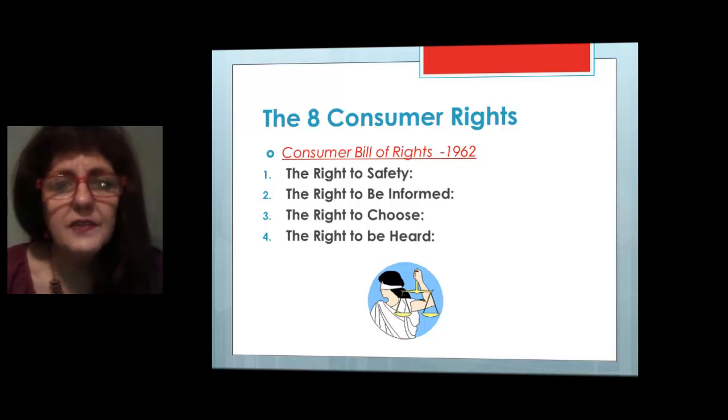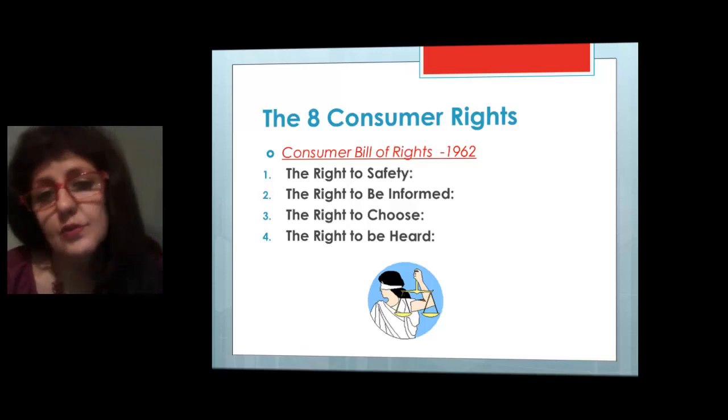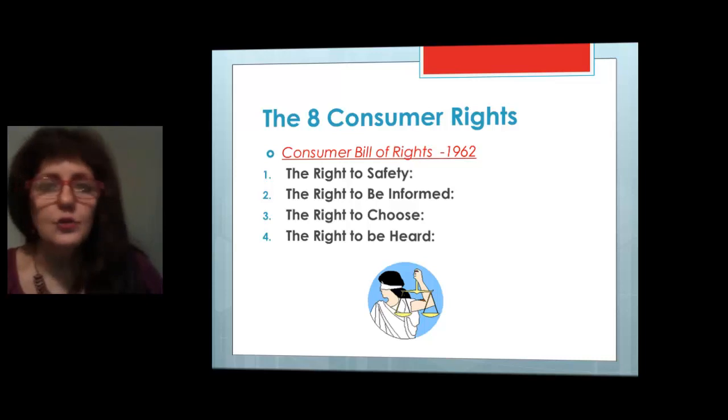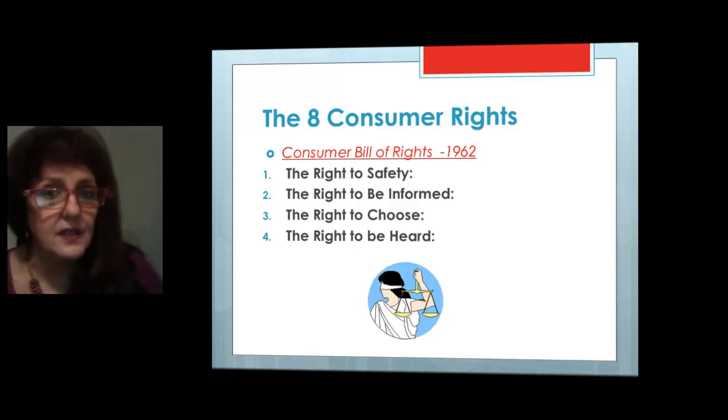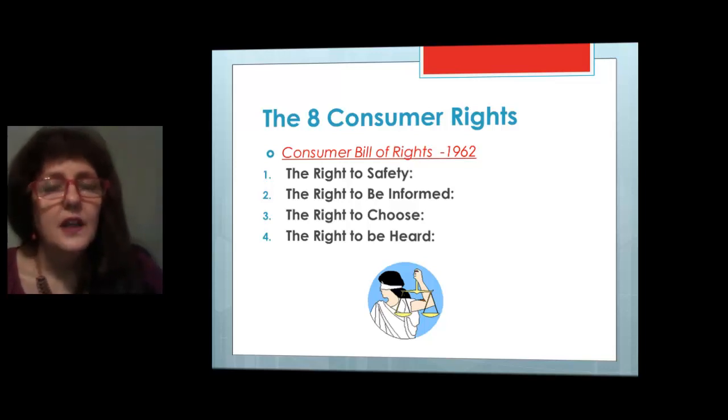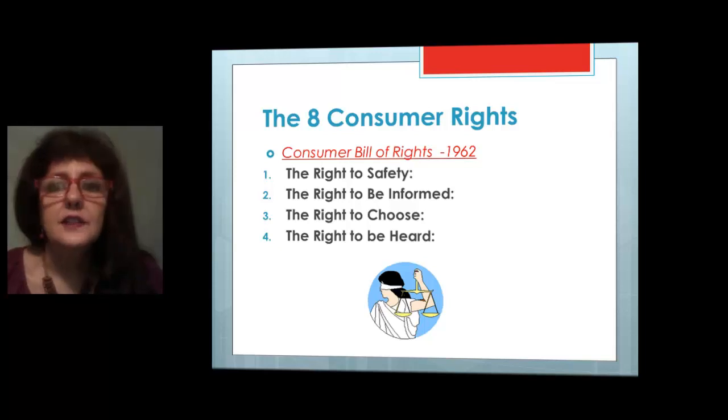The right to safety is the right that the law protects consumers so that products need to be safe, cannot do harm, and cannot be any kind of risk. The right to be informed means making sure that consumers have the right information, completely truthful, about the product.